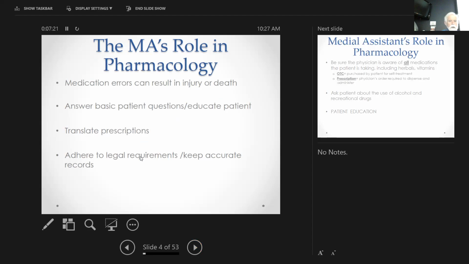We need to be able to keep accurate records. The legal requirements are described in the state under the Department of Regulatory Activities, known as DORA, and describe the scope of practice that an MA is allowed to engage in. And so you're required to know that as well.